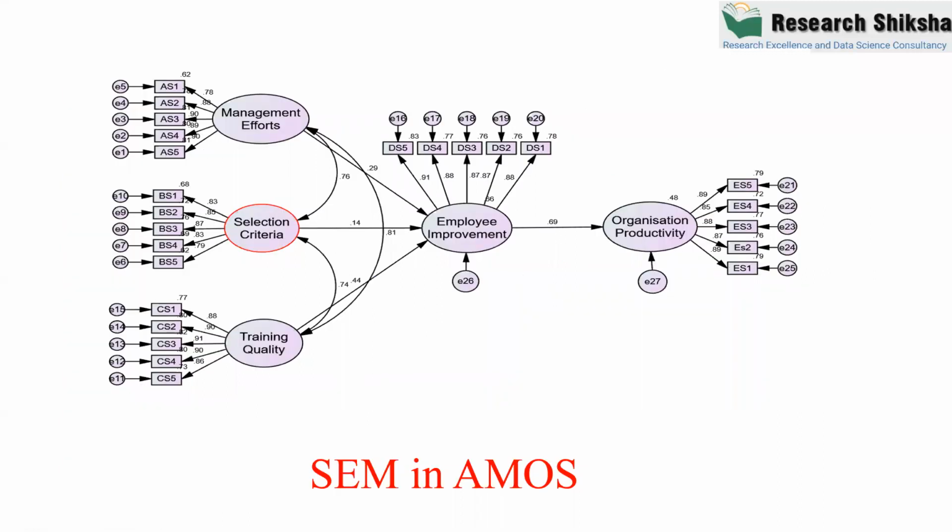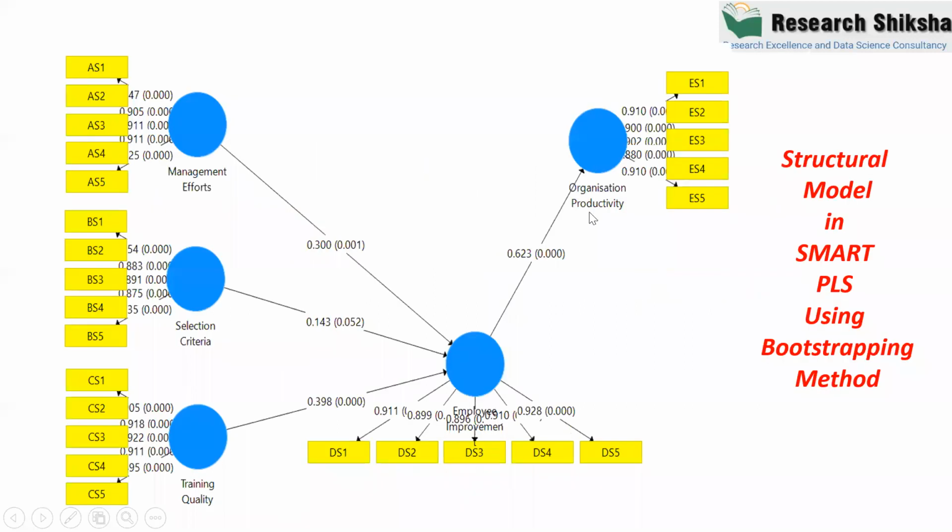Another difference you can see here. These are the error terms we connected with each item. The error terms are also connected with the dependent constructs, the endogenous constructs. But in this case, there is no error term. You can see that there is no error term, right?